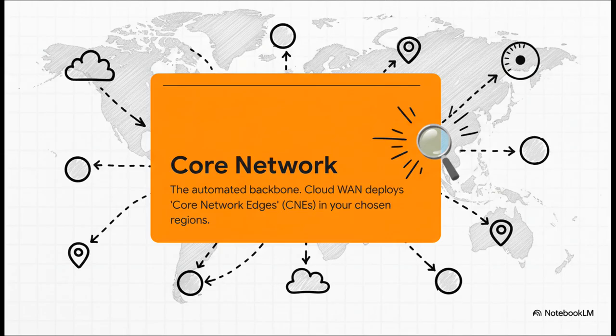Now, let's really dig into the core network, because this is where the magic starts. When you define your core network and you just pick the AWS regions you want to be in, Cloud WAN automatically deploys something called a Core Network Edge, or a CNE, in each one. This is a total game changer.